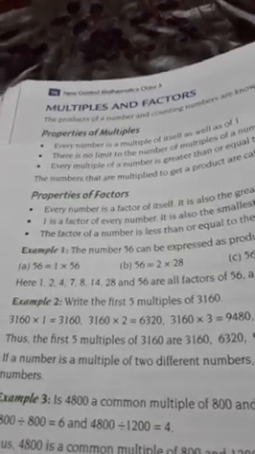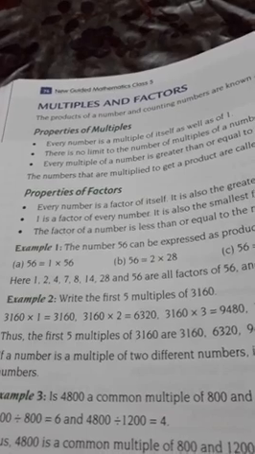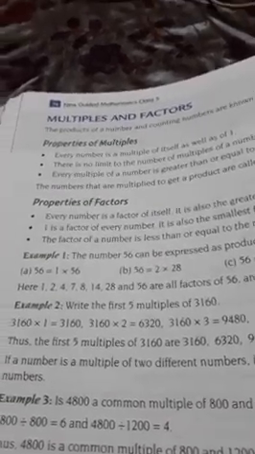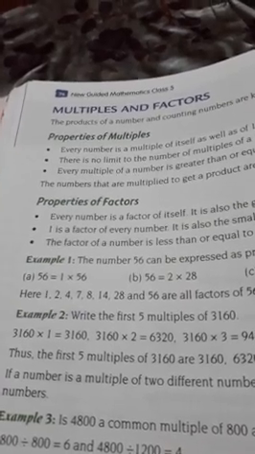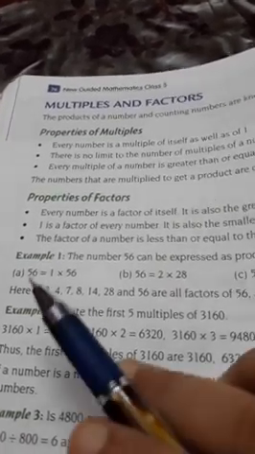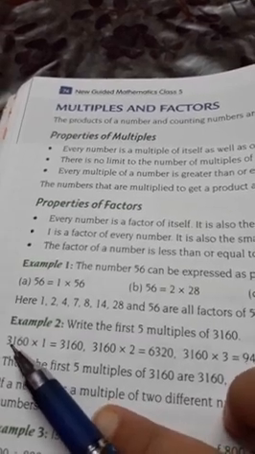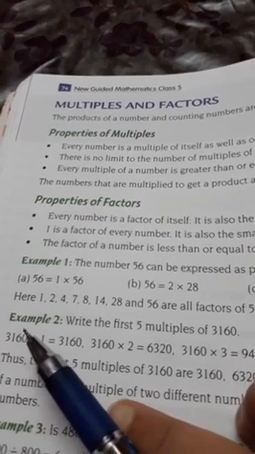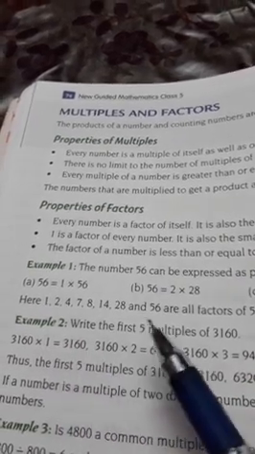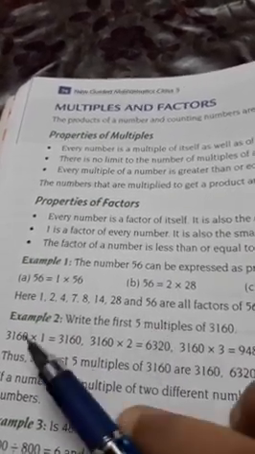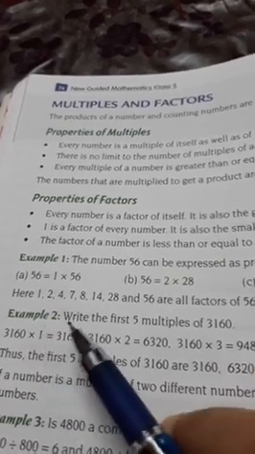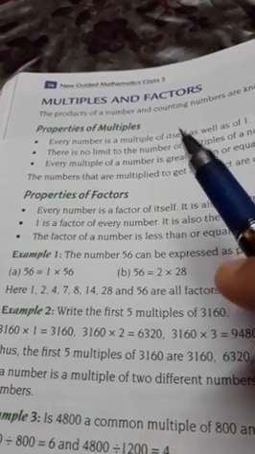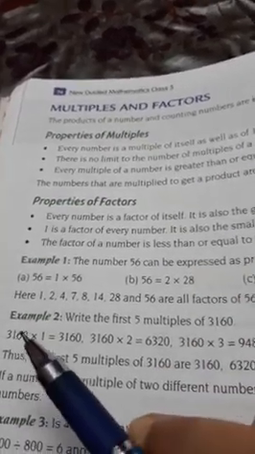Okay, so the next example is: write the first 5 multiples of 3160. So you have to find out the first 5 multiples. See here, 3160 into 1. Then we have to find out 5 multiples. So at first we multiply with 1, then we get the same number. So with the first property, you see that every number is a multiple of itself as well as of 1.